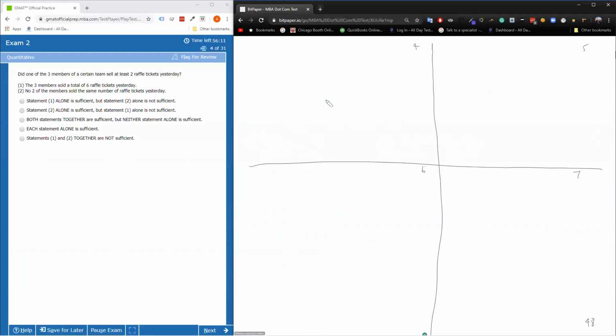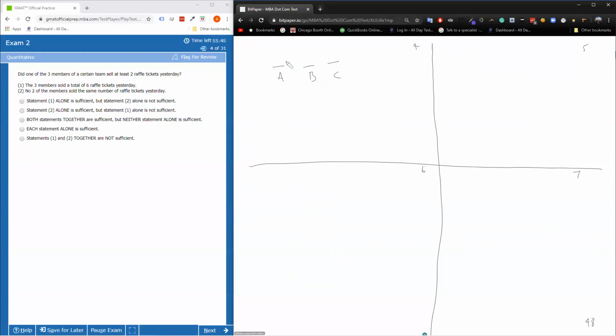Did one of the 3 members of a certain team sell at least 2 raffle tickets Sunday? So we got person A, person B, person C, and however many tickets they sold. The 3 members sold a total of 6 raffle tickets yesterday. So at least 2 raffle tickets.